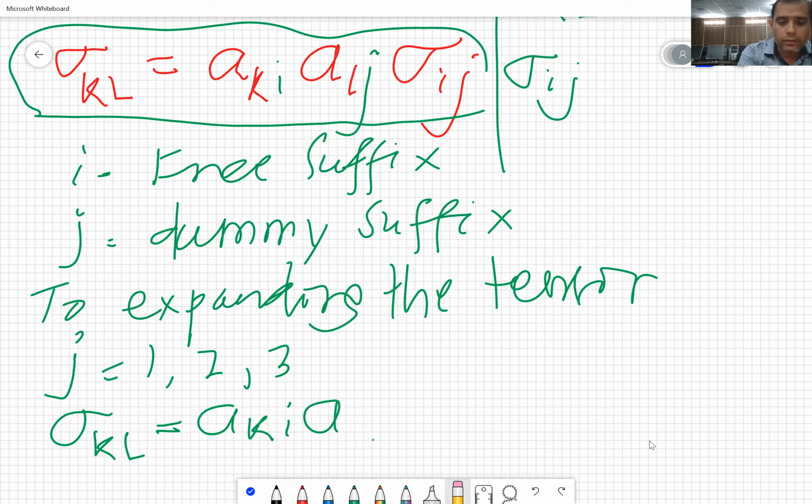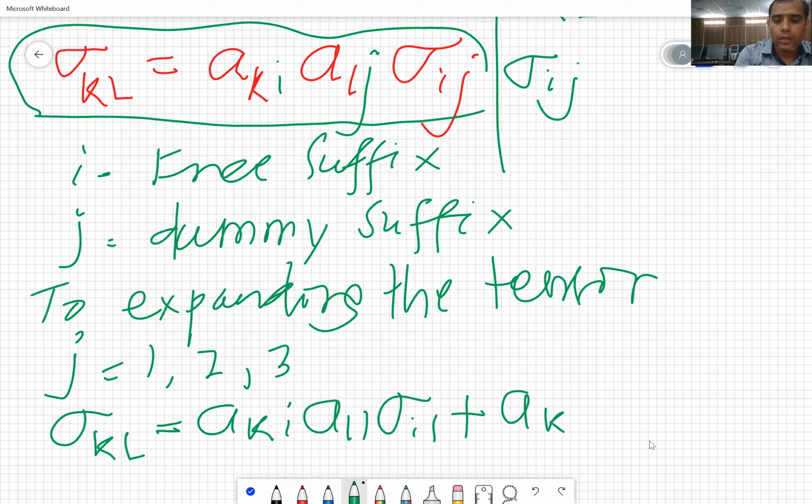A L. A L J is 1 and sigma I J. Sigma I and J is 1. Similarly, the equation with the summation over J is equal to 1, 2, 3. We'll take the sum over J is equal to 1, 2, 3.